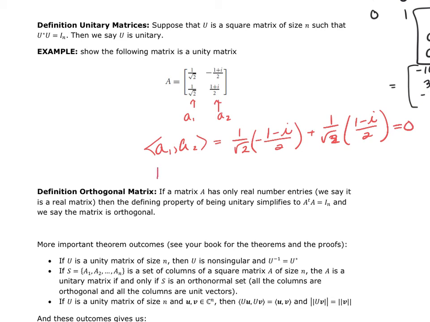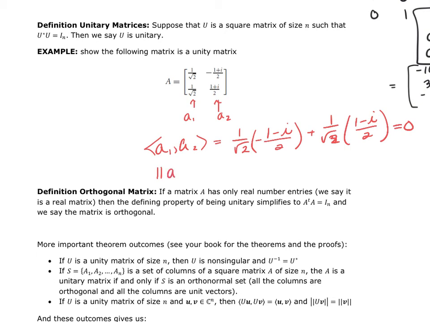So we know that these two are orthogonal. That shows that they are orthogonal when I do the inner product, or the dot product if you prefer, if they're real numbers, but these are complex, so we call this the inner product. So we've shown that the two columns are orthogonal.